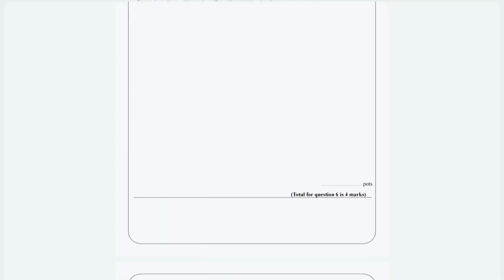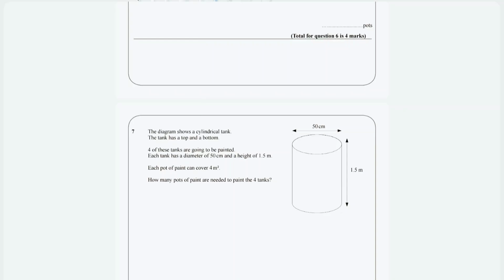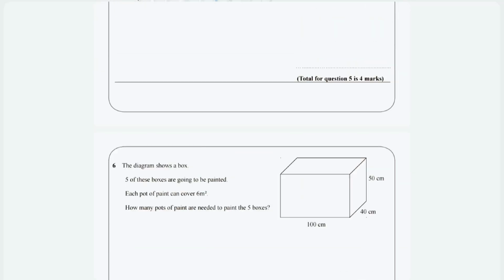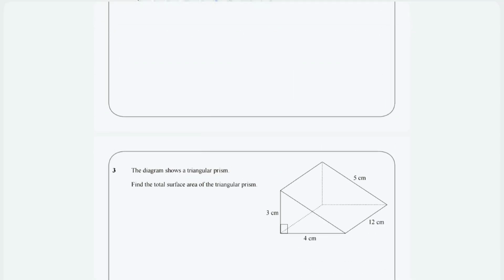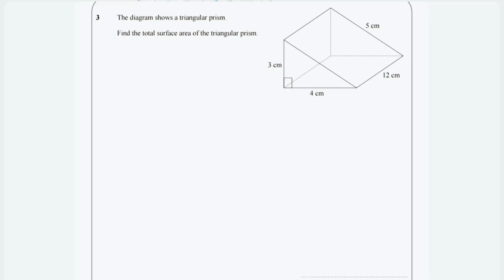This is a harder one. First we will do a bit easier one, then we will jump on to the harder one. Let's do question number 3, then we will do a harder question. We have to find the total surface area of this triangular prism.